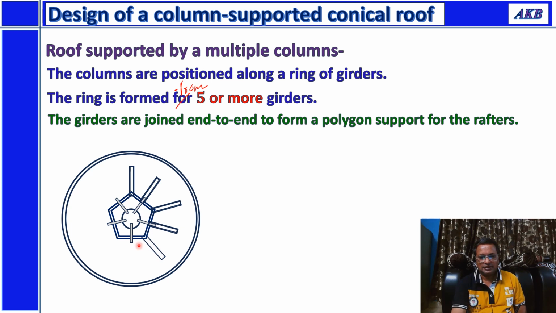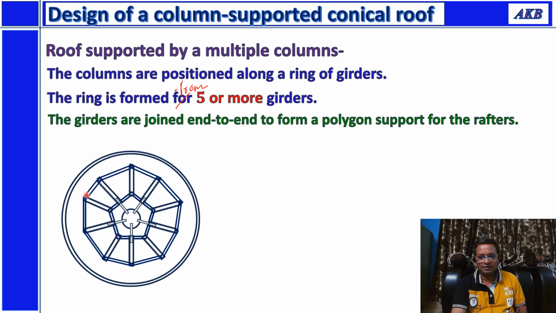These rings support these rafters. You can see these are the rafters. So the ring is acting as the support. At the end of this rafter, you have another ring of girders. They are connected end to end, and what is resulting? A polygon is formed. A polygon is formed by these girders.